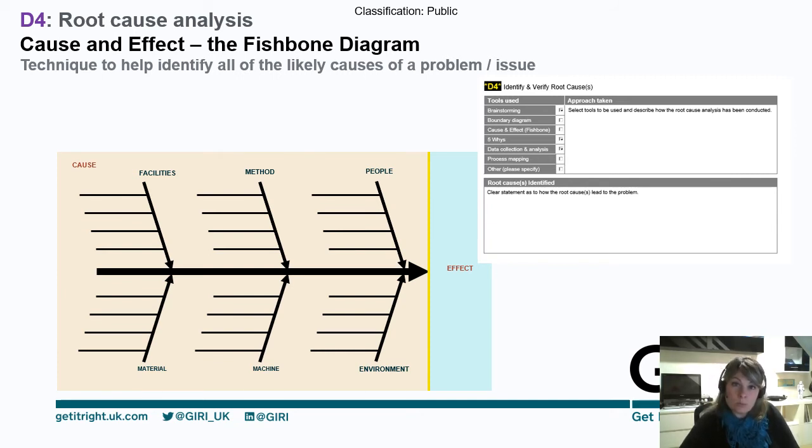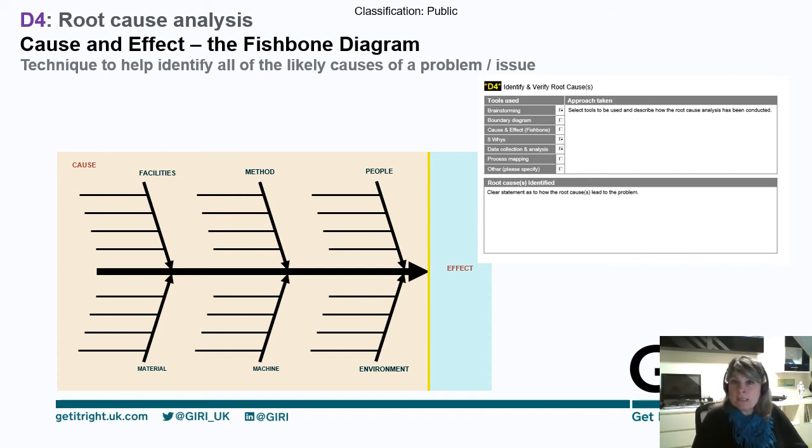What is it around people that could have caused the problem? There are things like training, competencies, skills here. What is it about the materials, the machines, or the environment? So that gives you a structured way of thinking about potential root causes.